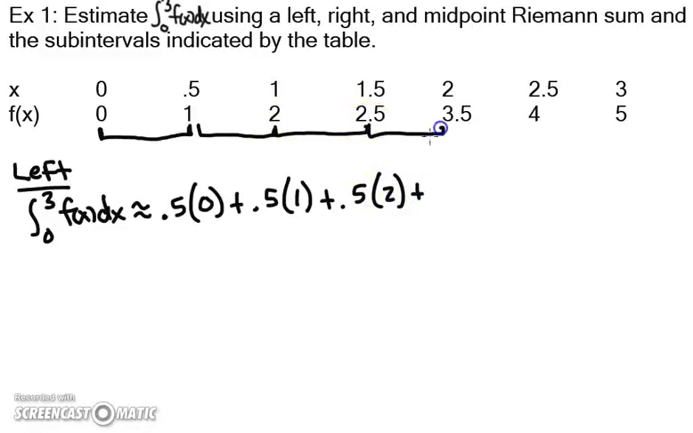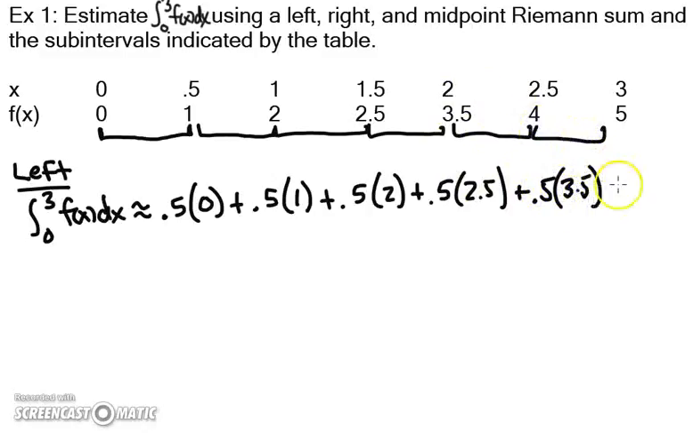And we're going to keep trucking along. We have another base of 0.5. This time the height's going to be 2.5. Move along again. So again, we're going to have 0.5. This time our height is 3.5. And finally, we're going to have a 0.5 and a 4.